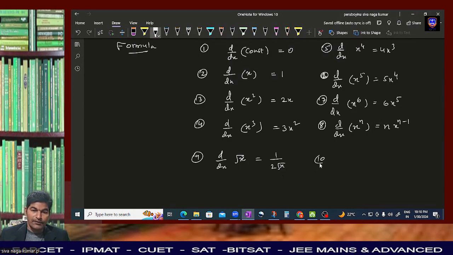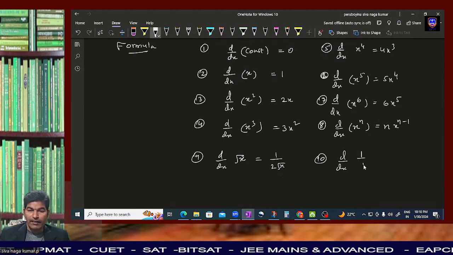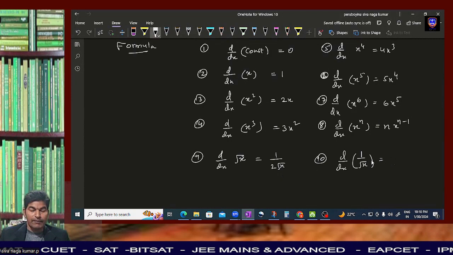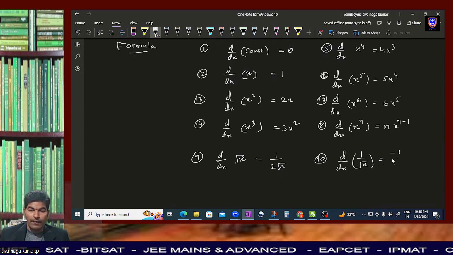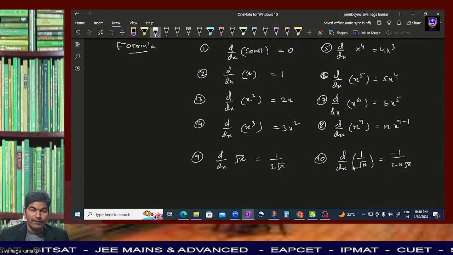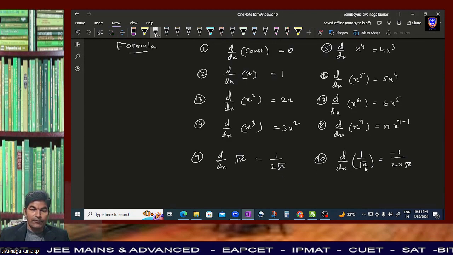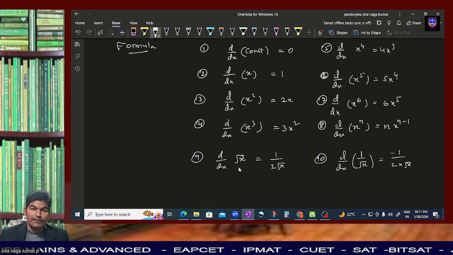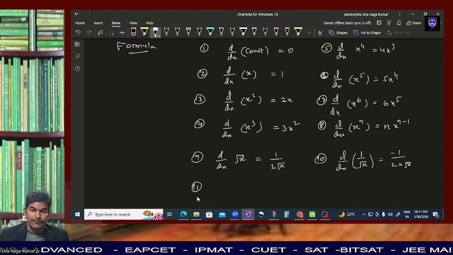So 10th result, d by dx of 1 by root x. 1 by root x derivative is minus 1 by 2x root x. Remember, minus 1 by 2x root x. 1 by root x derivative is minus 1 by 2x root x. Root x derivative is 1 by 2 root x. Fine.